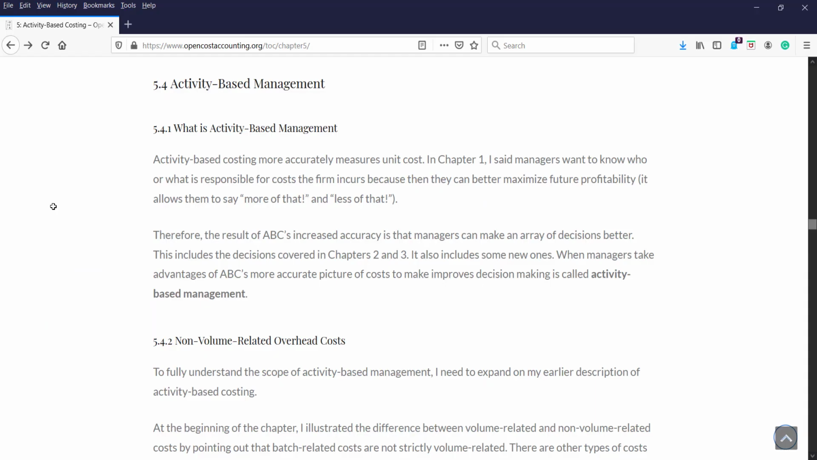So that is fancily called activity-based management. They're the same kind of management decisions you would make under any other system, but now you have additional activity-based costing information. So you call it something different, and you hire new consultants with this new term, and you spend a bunch of money on them as well.